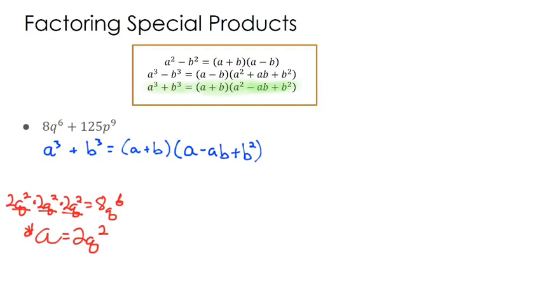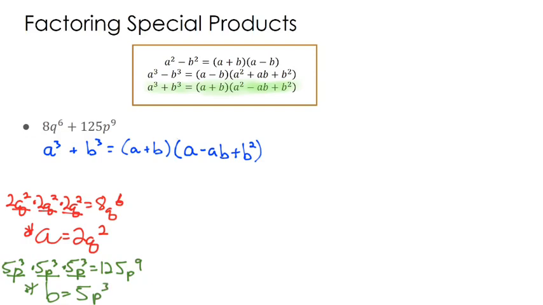For our b value, okay, we're looking for what times what times what gives us 125p to the 9th. And if we look at two separate problems, we can look at the coefficient first, and we know that 5 times 5 times 5 is 125, and then p cubed times p cubed times p cubed would be p to the 9th. We know that because when we multiply these values with the same base, we add the exponents. So if a is 2q squared, we know that b is 5p cubed.